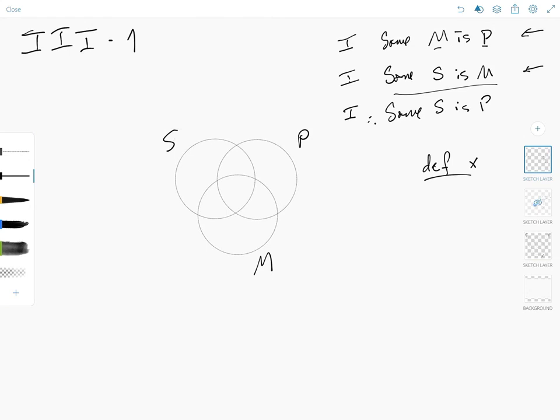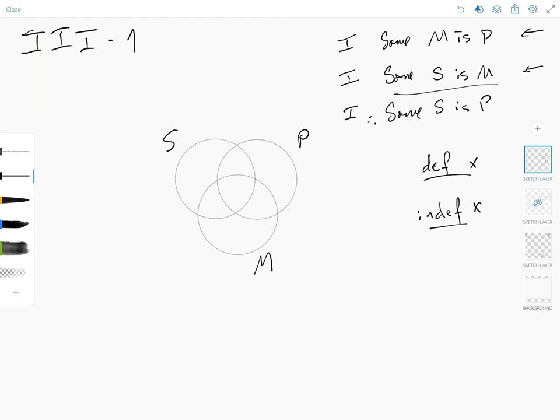Well, we need an M that is a P. So we need at least one M that is a P, which is going to go in this region. The problem is we don't know whether it goes in this side or that side of the S circle. So that's not a definite x. Now, what about some S is M? It's the same problem, only with S and M. You've got the overlapping region. X has to go in here, but we don't know whether it goes in this or that side of the P circle. So we've got the same problem. So all we have then are indefinite x's, and that's the next step.